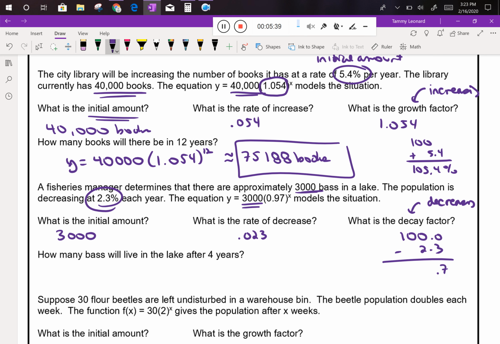This would be a 7. That would be a 7. That would be a 9. That's where that 97 comes from in the problem. In fact, it really should be 0.977. That would be a little bit more accurate in this case. But we'll use the number that they gave us when we do the calculation. But really, 0.977 should be the decay factor.